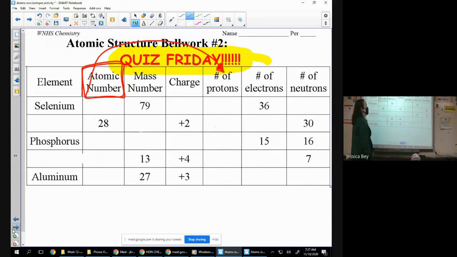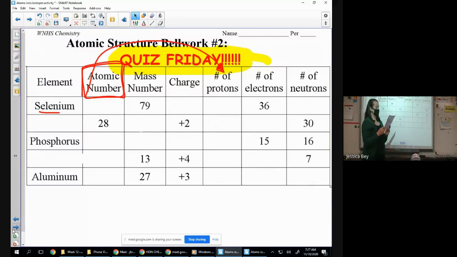And it's the identity of the atom. So while we don't know the atomic number, we know that this is selenium, correct? So we're going to find selenium. Can anybody find selenium? It's over here on the right side a little bit. How many protons does selenium have? 34. So that means that both of these columns are 34.